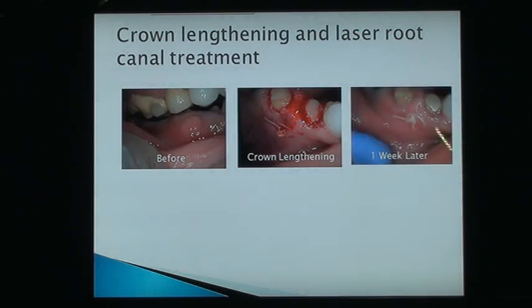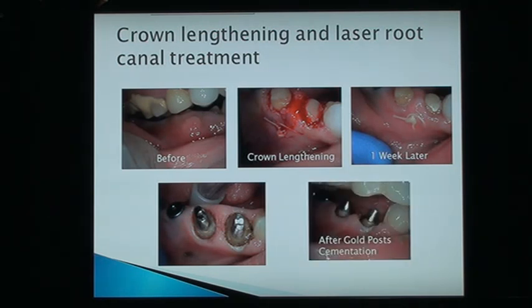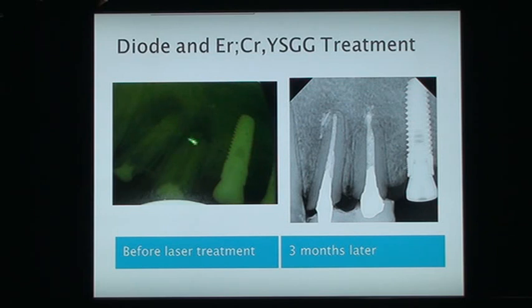This photo is after 1 week. After I finish everything, I make gold post for these 2 premolars. After gold post cementation, we will see the photo of the endo for this case. When the patient came before, she wanted to do extraction for these teeth. Very big periapical lesion. And as you see before, it's covered with soft tissue and abscess. This result is after 3 months. Complete healing.